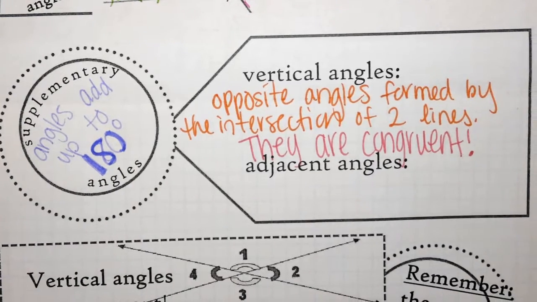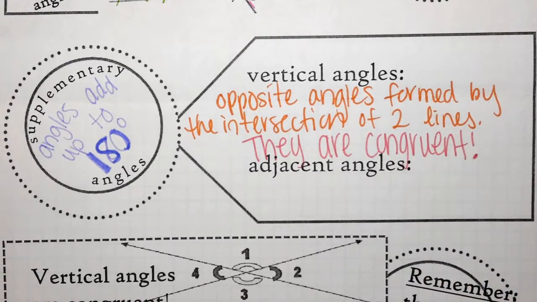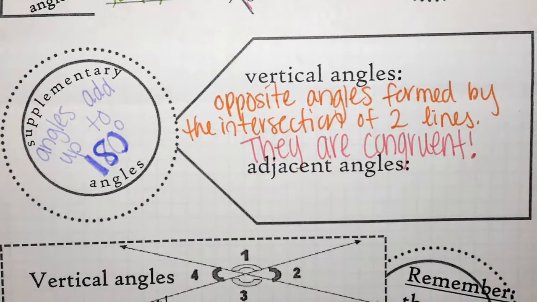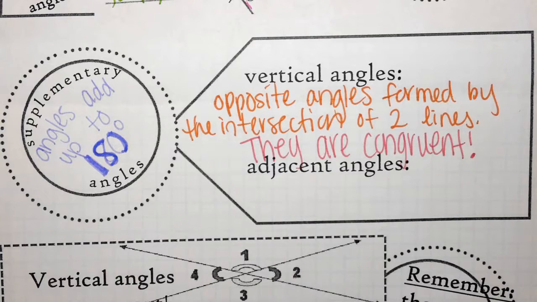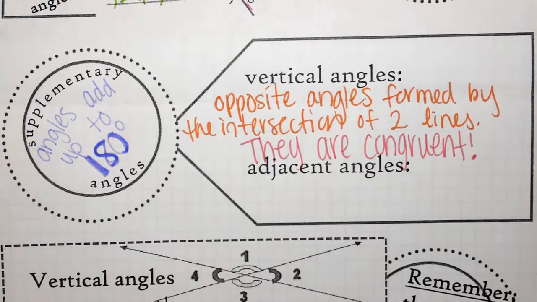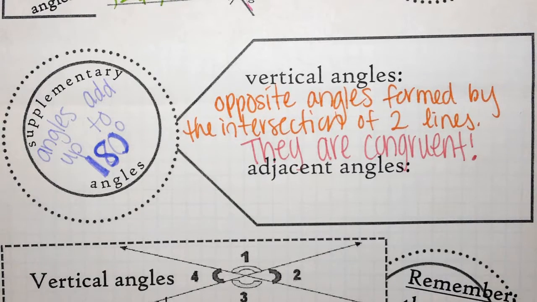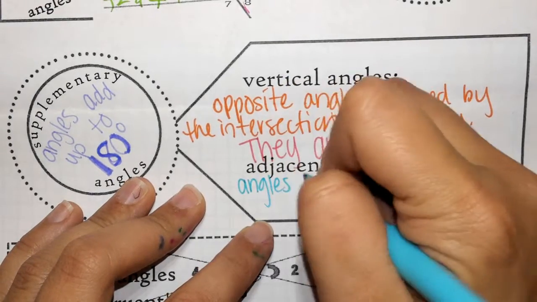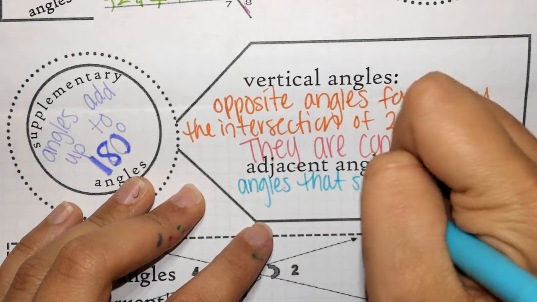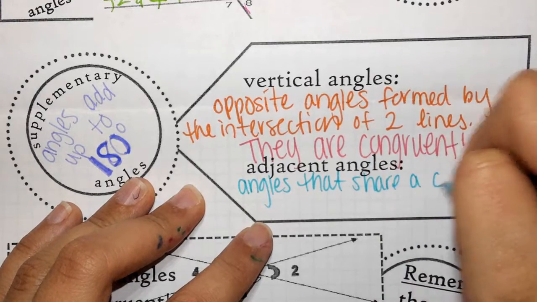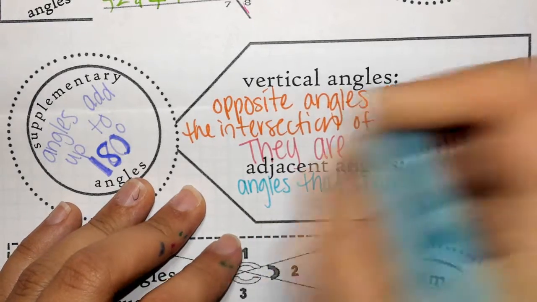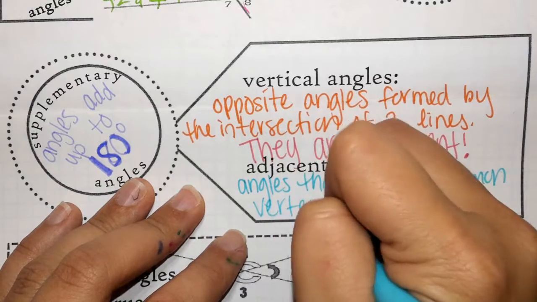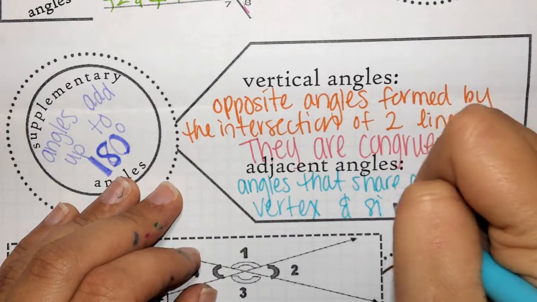We should do that. Alright, adjacent angles. What are those? They are next to each other, so what does that mean? They share a vertex and a side. Y'all were close, though. Take a point. Alright, so angles that share a common vertex and side.